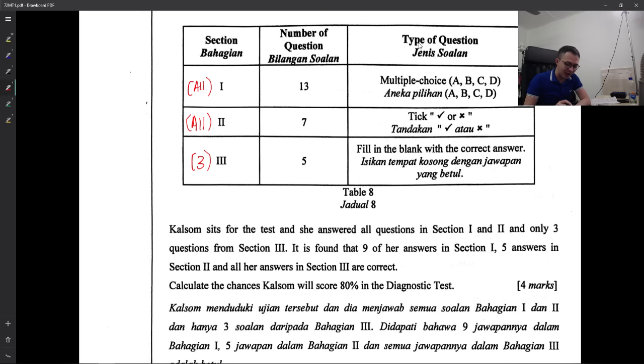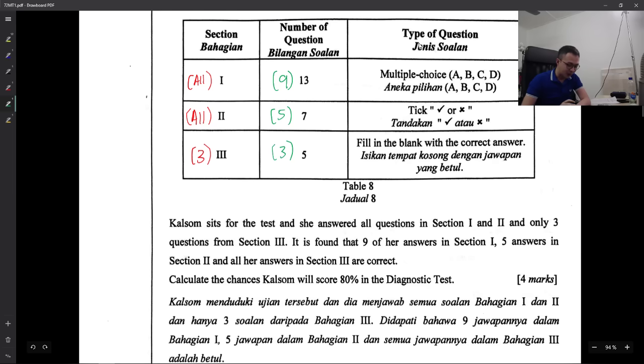It is found that 9 of her questions in section 1, 5 questions in section 2, and all the questions in section 3 are correct. So that means right now she already has 9 questions correct here, 5 questions here, and 3 questions here. Calculate the chance that Kaosam will score 80% in this diagnostic test.